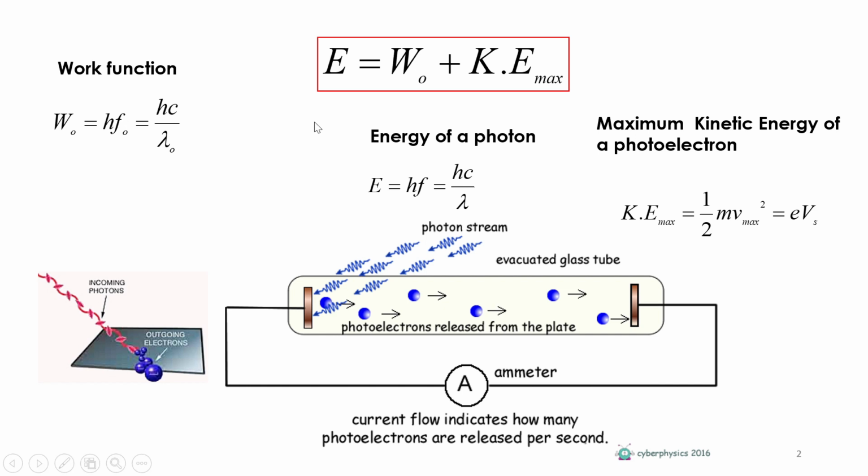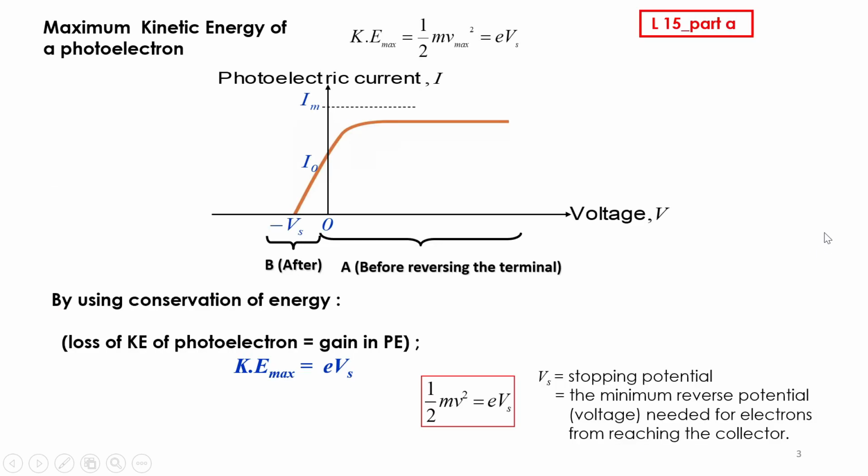And then the electron will be attracted and move to the collector, so it will have the maximum kinetic energy, which is equal to half mv squared, or equal to eVs, where Vs is the stopping potential. From the maximum kinetic energy of the photoelectron, Ke max is equal to half mv squared, which is equal to eVs.